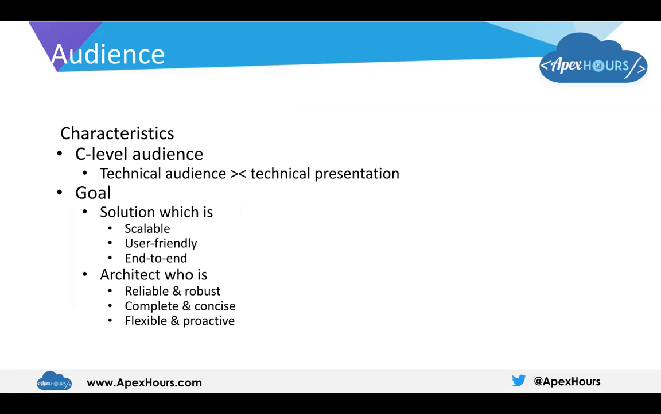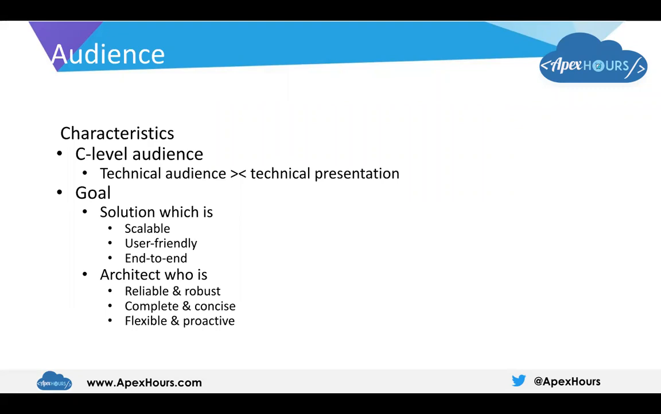You want to have an architect who is complete. They didn't miss anything there. The solution is end-to-end. It all makes sense. It's a puzzle that fits nicely together. Yet they are able to bring it in a very concise way. Because if you think about it, 45 minutes is really not that much when you have to convey all that information. So you have to really be concise.